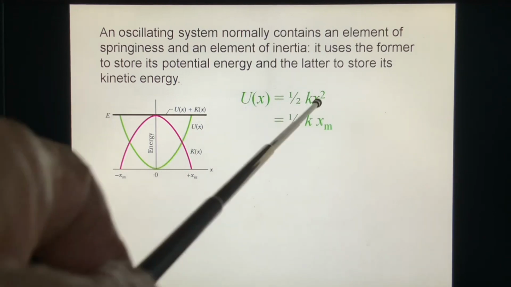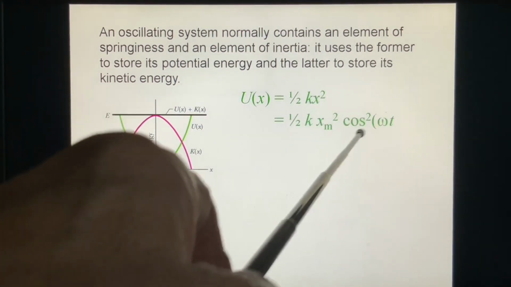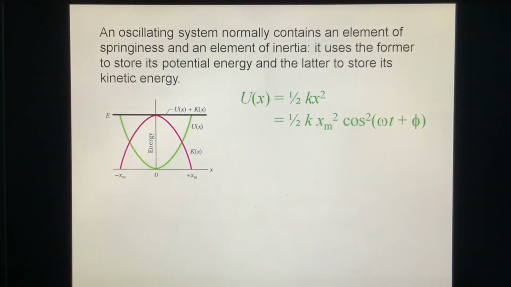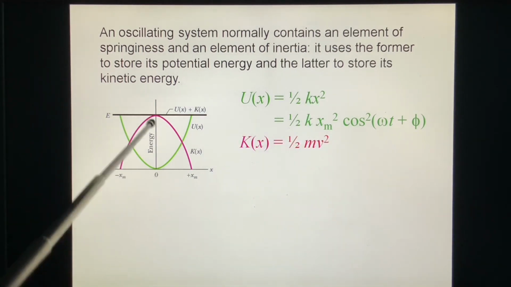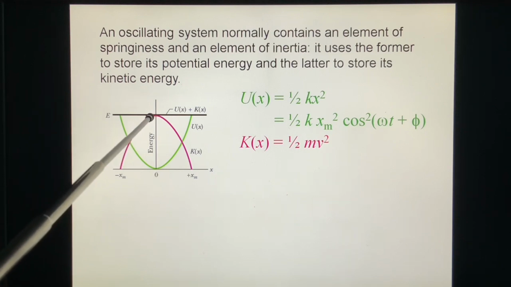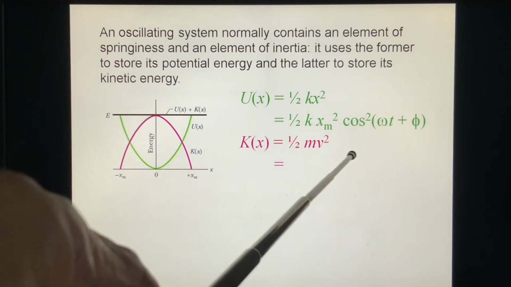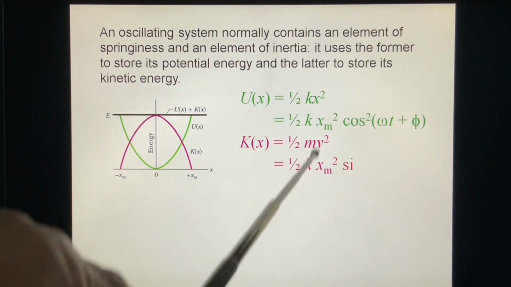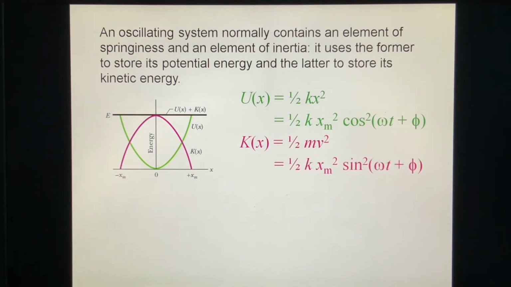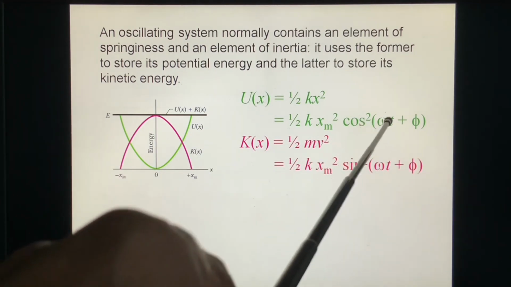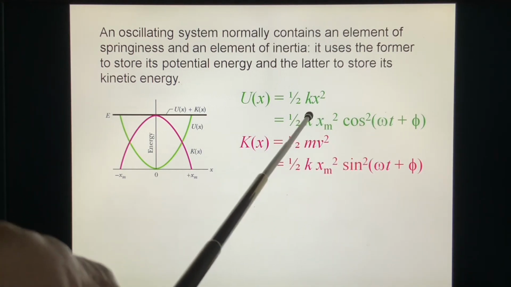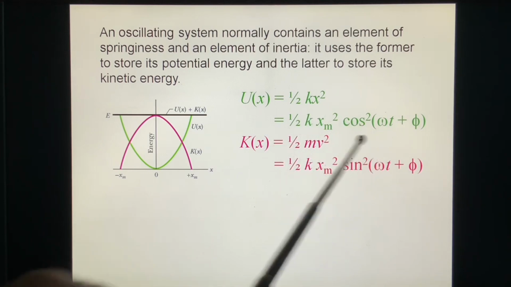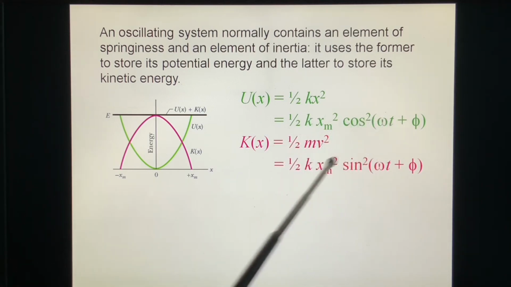Here x equals x_m cosine of omega t plus phi, and the kinetic energy equals half m v squared. When x equals 0, v is maximum. We put in v, and this one is half k x_m squared. Why the half k? Because when you take the derivative, you have omega, and you square it: m omega squared equals k.